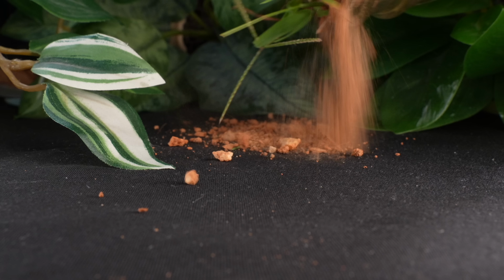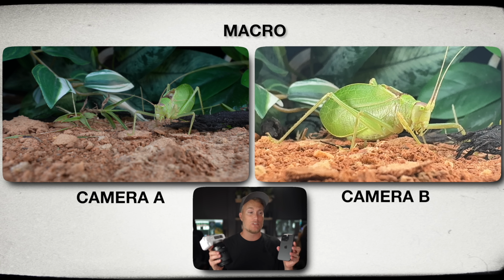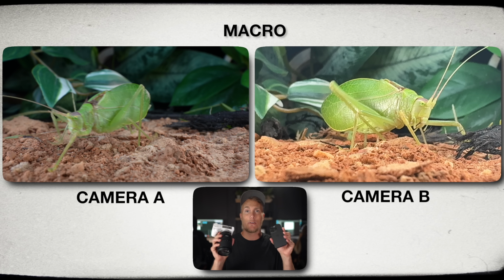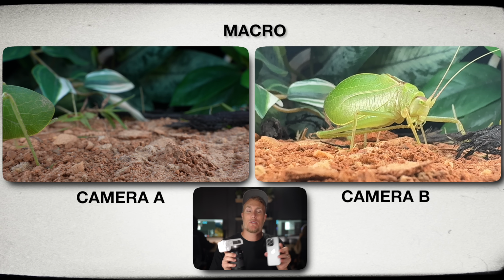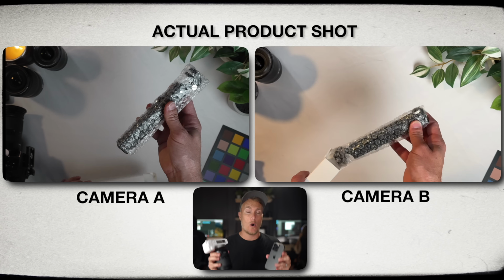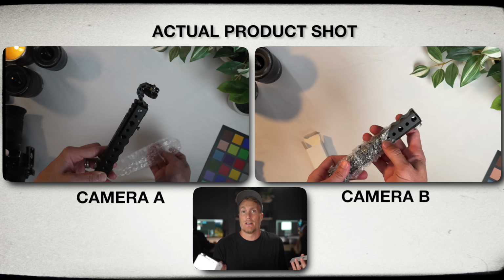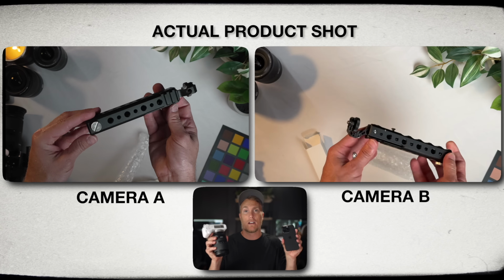We are going to recreate a natural habitat and shoot some macro just like I did in my last video to see how close these colors match up when we put them side by side. We will be doing an overhead product shot as a content creator would, someone who might only be able to get one of these two cameras.